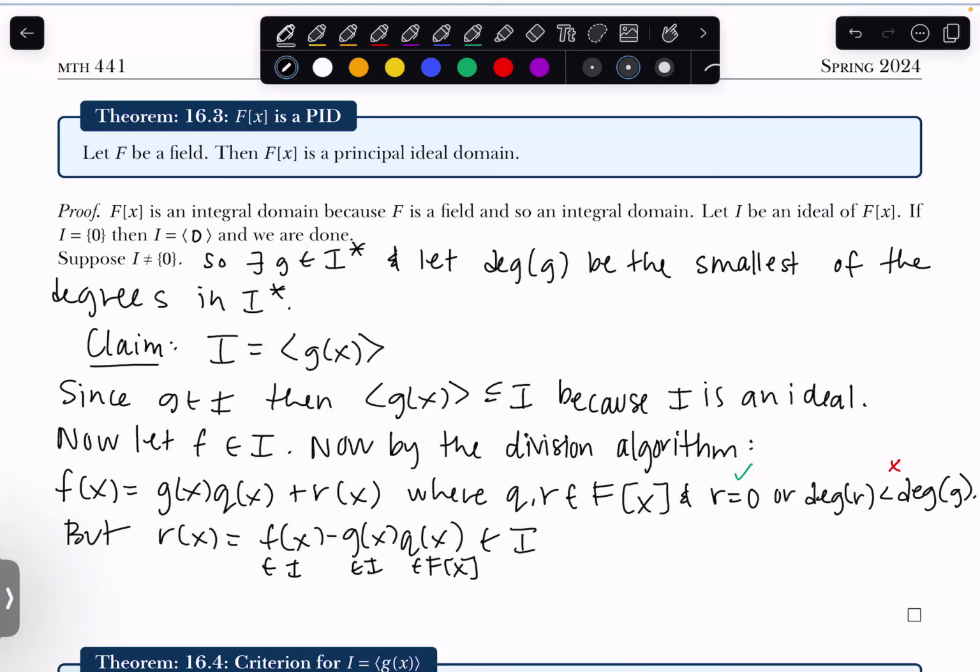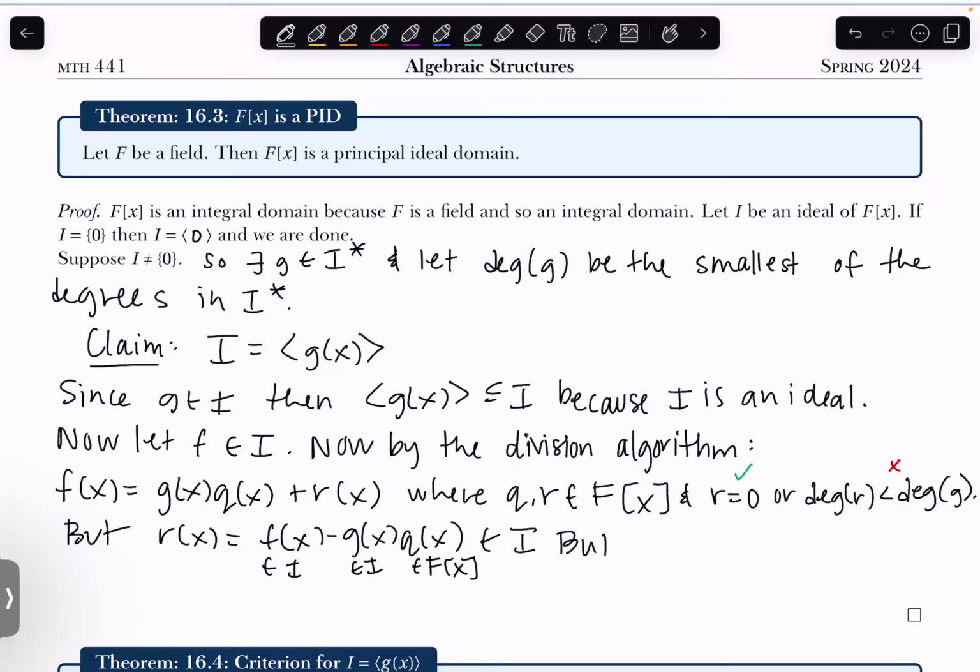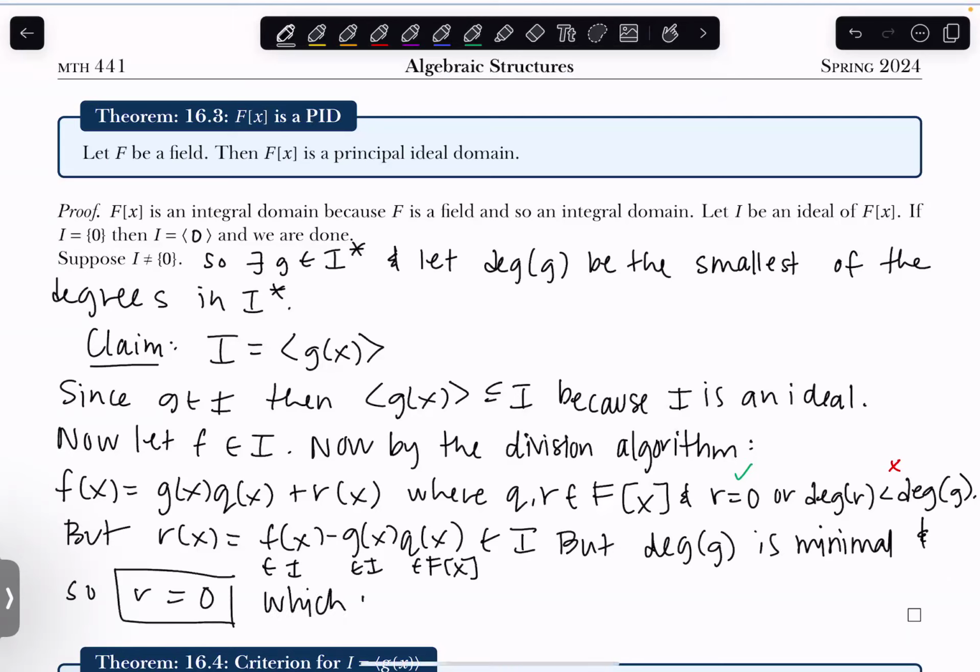All right, so this is telling me I have something in my ideal. Either it's the zero polynomial or it has degree less than G, but this is impossible, right? But the degree of G is minimal. And so R has to be the zero polynomial, which means F can be written as G times Q, where Q is something in your polynomial ring. So F is an element of the ideal generated by G, and we just showed the reverse containment.